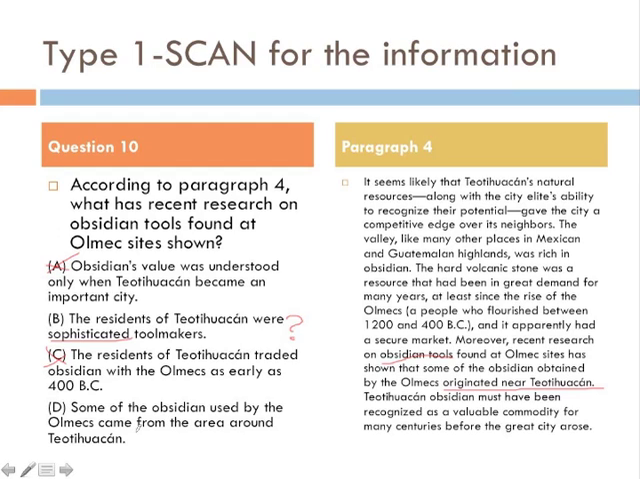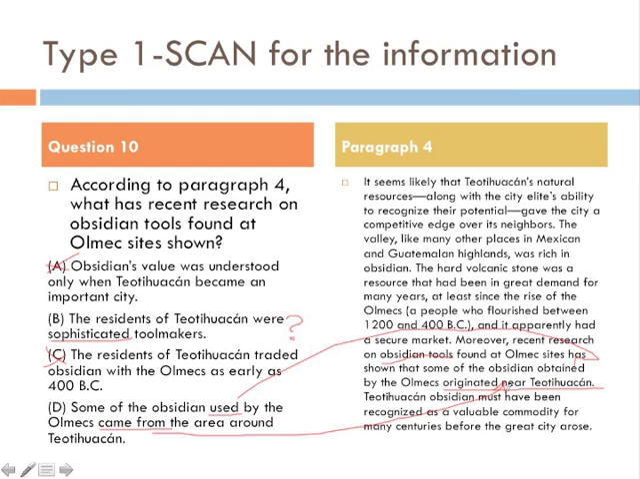This one, in this case, does not use the exact same words, but it uses words of similar meaning. They were used by the Olmecs. They came from this area. Well, again, used is very similar in a sense by the fact that they were obtained by the Olmecs, and came from is very similar to the idea of originated.